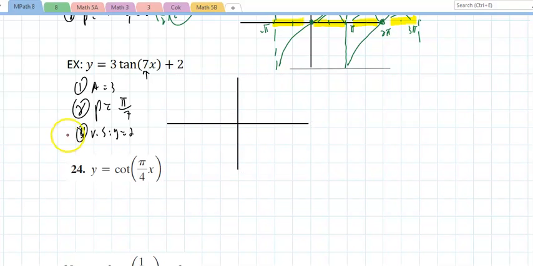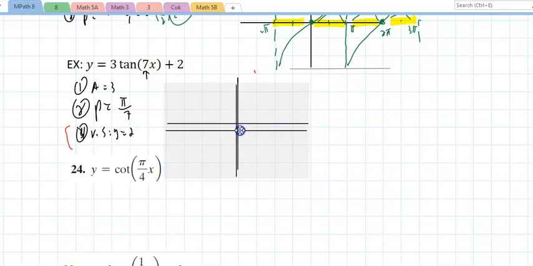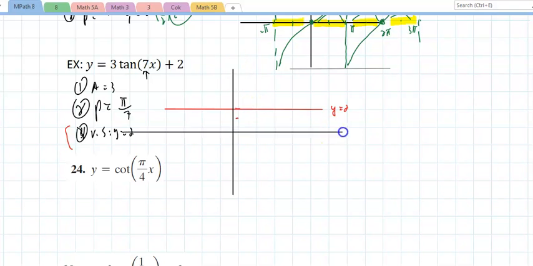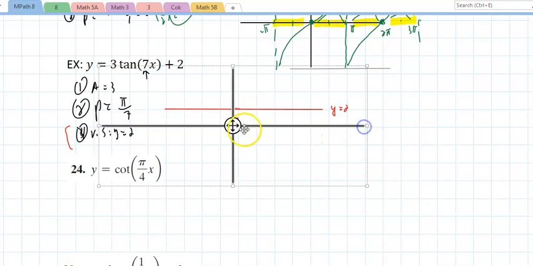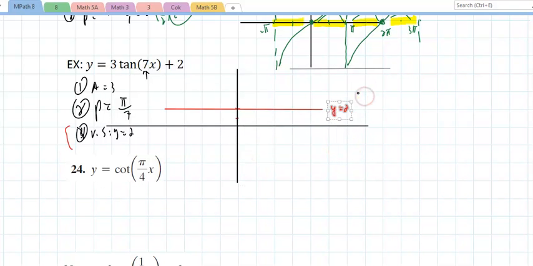I'm going to go to my shifts first. Y equals 2. One, 2, and I label that clearly. Y equals 2. I am going to expand that a bit. There. And I'm going to expand that even a bit more. Okay, y equals 2.